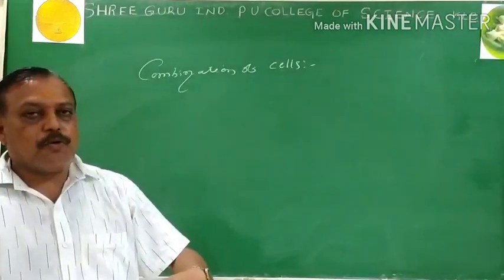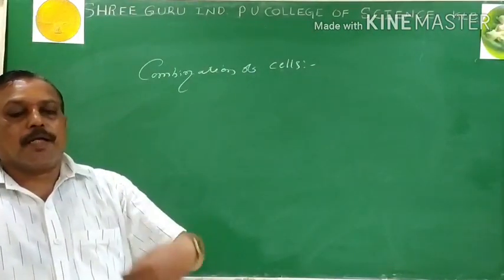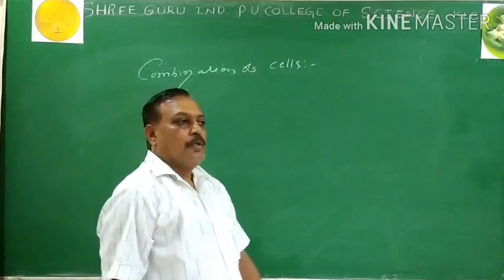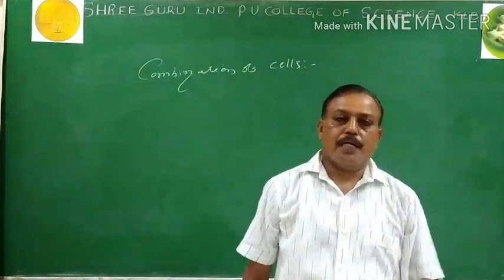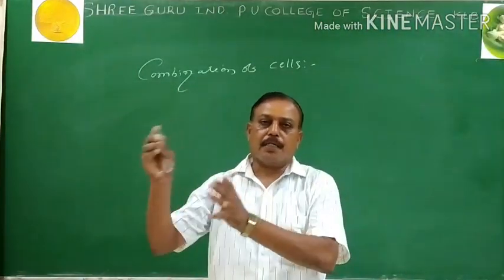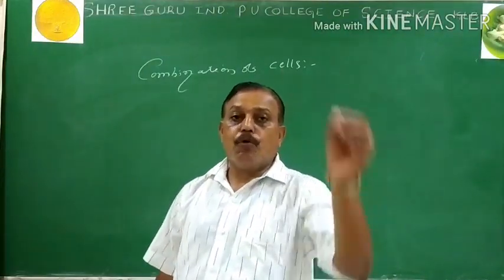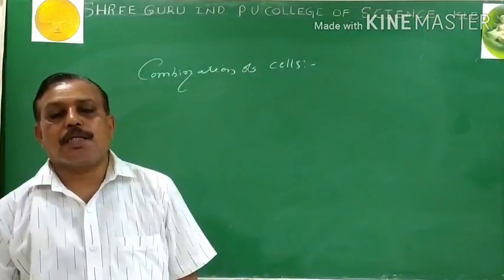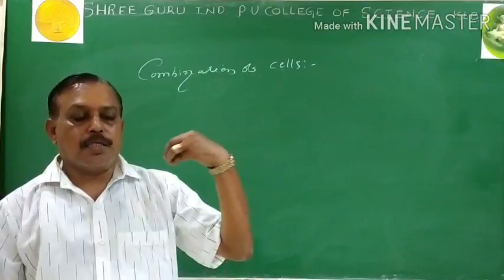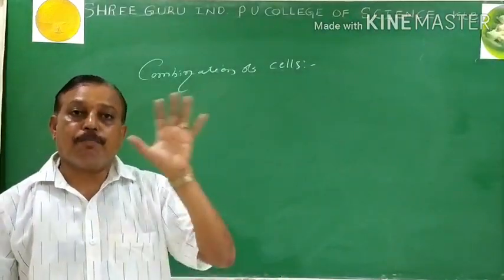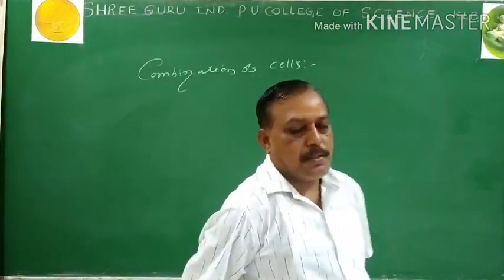For what reason do we have to combine the cells? I want more EMF, I need more current, I need more power. Then I go for what? A certain combination of the cells. To achieve the desired value of the current, EMF or power, we need a combination of the cells.